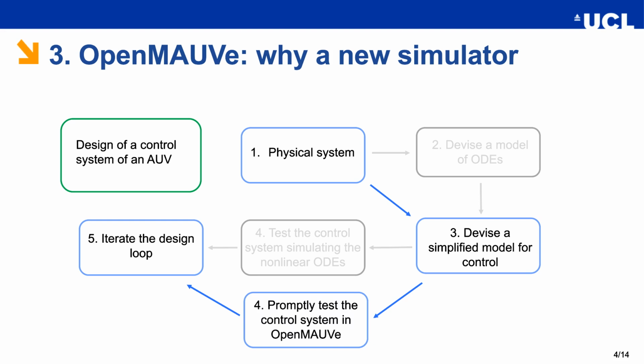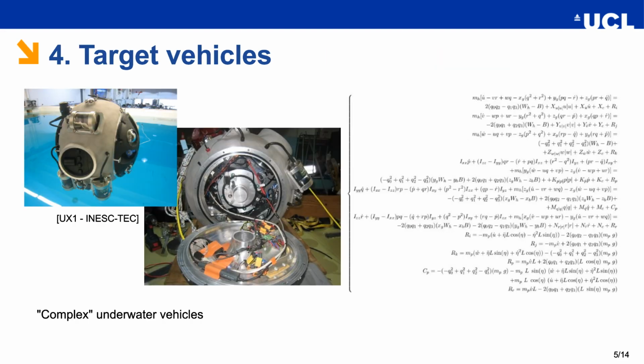Additionally, one can devise a simplified model for the guidance, navigation, and control of a vehicle and test the performance directly in OpenMAUVe. Similarly, if you have a vehicle and you want to test how it performs with different sets of actuators, you can once again use such a new tool.